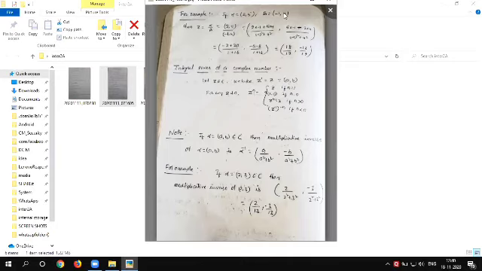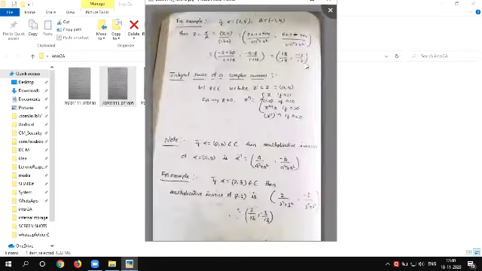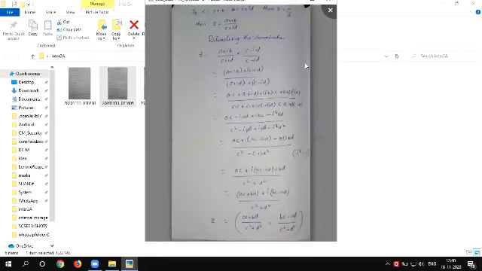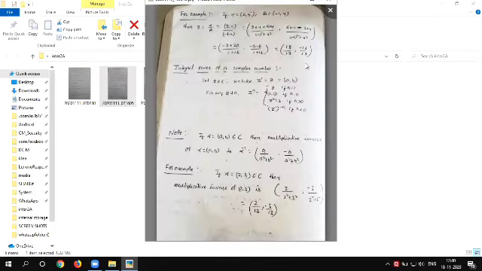We get the answer directly, 18 by 17 minus 13 by 7. If you forget the formula, then use the rationalizing the denominator method. Okay, now next definition: integral power of a complex number.